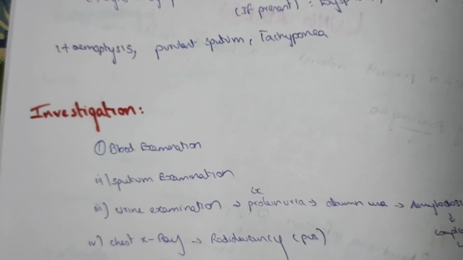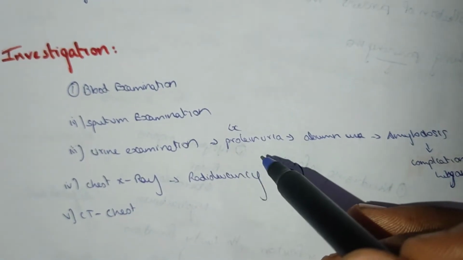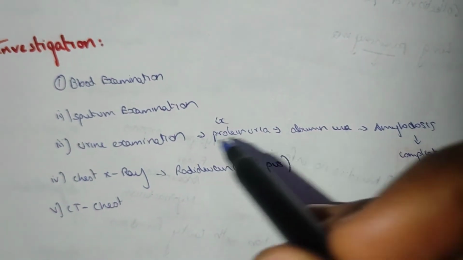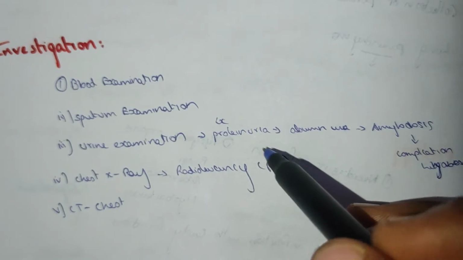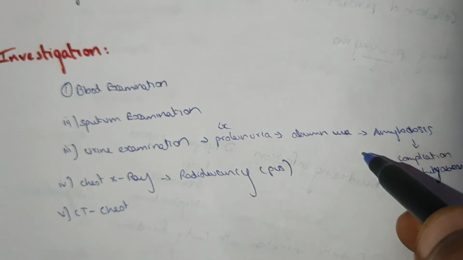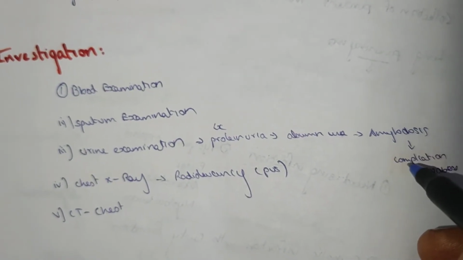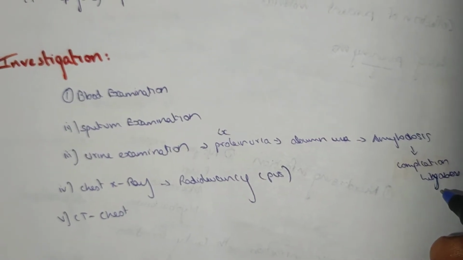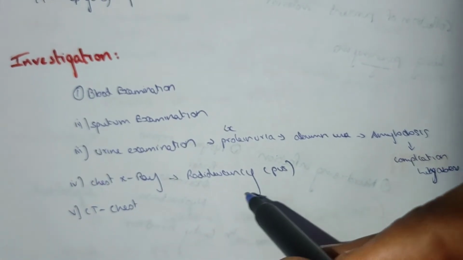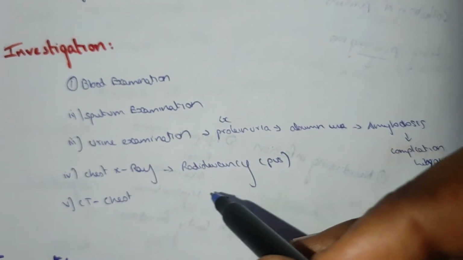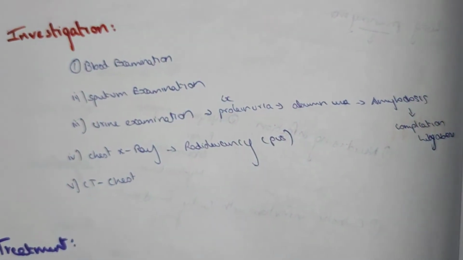Now we will see about the investigations. The investigations are blood examination, sputum examination, and urine examination. When urine examination is done, there is proteinuria, which results in albuminuria. This albuminuria can cause amyloidosis, which is a complication of lung abscess. Chest X-ray is done. There is radiolucency due to the pus forming cells and pus present in the lungs. CT chest is also taken. These are the investigations of the lung abscess.